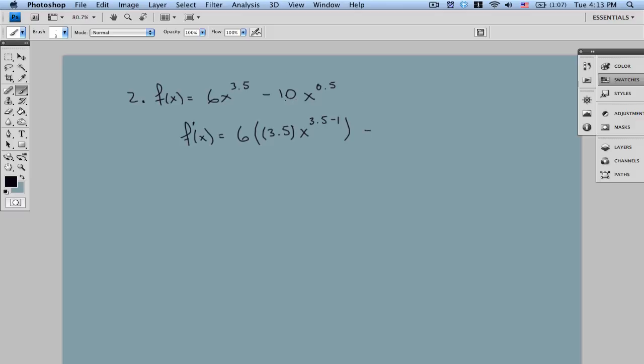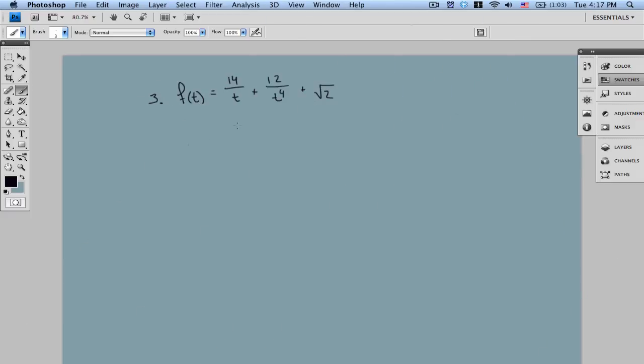Then the second term, 10x to the 0.5. The 10 is constant, that stays out front, and then we'll take the derivative of x to the 0.5. So we've got 0.5 out in front, and then the exponent is going to become 0.5 minus 1. So what we're left with is 6 times 3.5, which is 21, and the exponent is 3.5 minus 1, which is 2.5. And then over here we've got 10 times 0.5, which is just 5. And the exponent is negative 0.5.